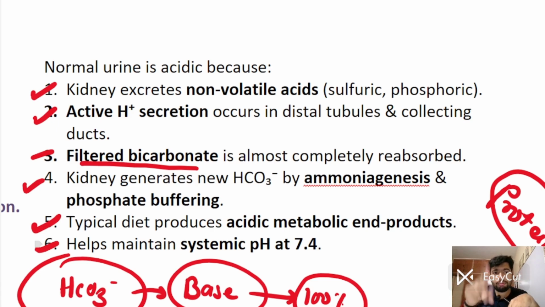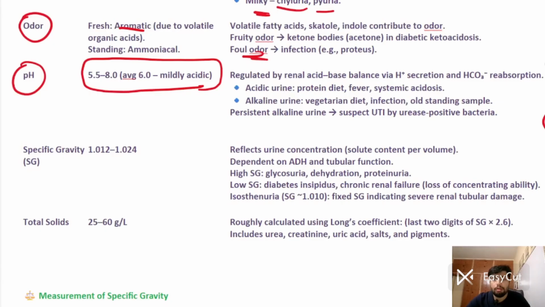Moreover, if the normal urine is slightly acidic, this also provides an antimicrobial nature. This is a normal thing that one should note. I hope things are very clear to you, and you understand why the normal urine is slightly acidic.